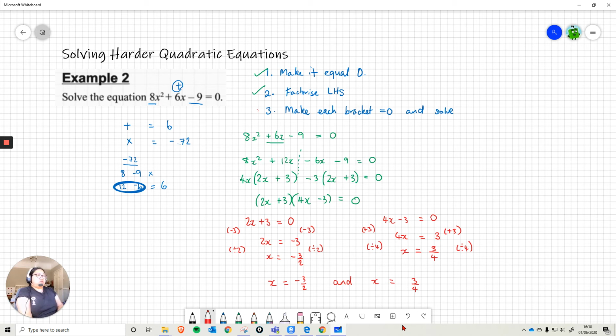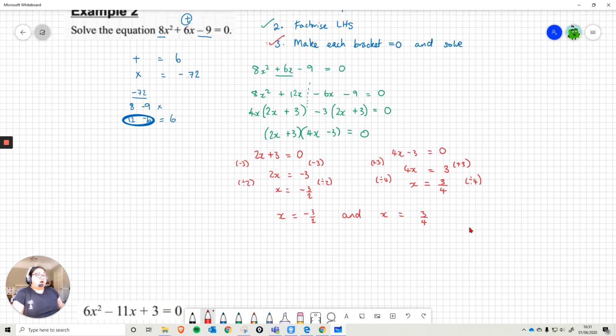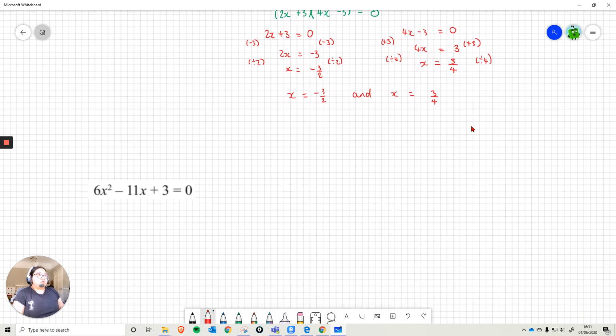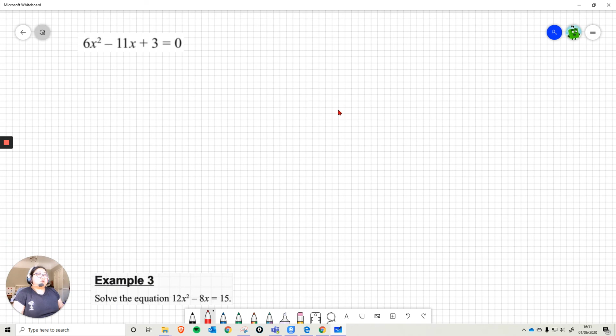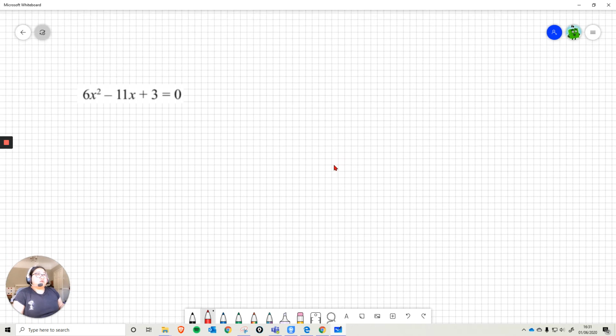Make each bracket equal to 0 and solve. Okay, so I'm going to go through another couple of examples because this is a tricky method to get the hang of. And I'm going to go through another question. So here is another question from one of the knowledge organizers. 6x squared minus 11x plus 3 equals 0.